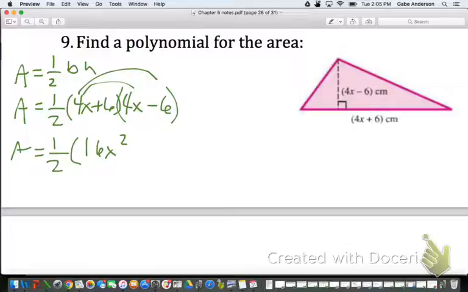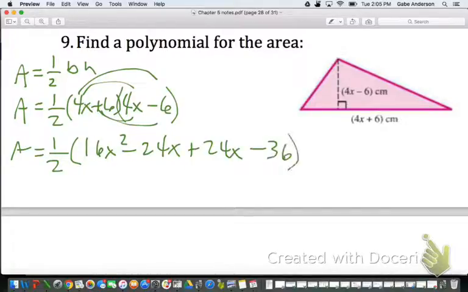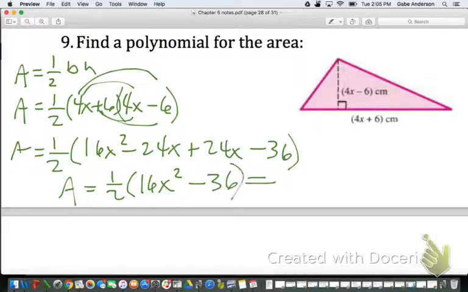And then outers is going to give you minus 24x. The product of the inners will be plus 24x. And then finally, the product of the lasts will be minus 36. I'll clean it up on the inside there a little bit. So area equals 1/2 times 16x squared. The two middle terms add out completely. So it will just be minus 36. And my final step would then be to distribute that 1/2 by multiplication. So I'm going to end up with 8x squared minus 18.